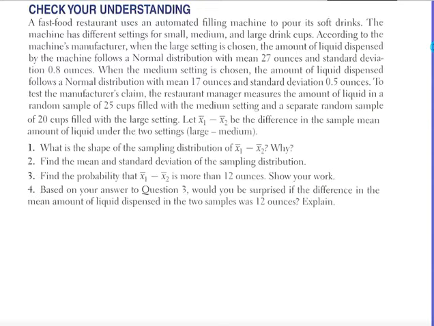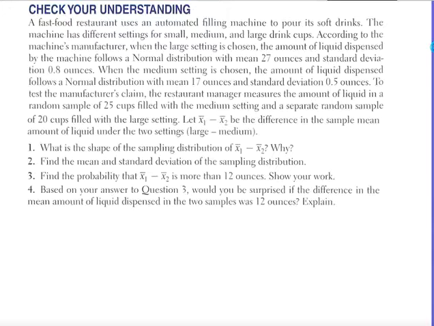A fast food restaurant uses an automated filling machine to pour its drinks. The machine has different settings for small, medium, and large drink cups. According to the machine's manufacturer, when the large setting is chosen, the amount of liquid dispensed by the machine follows a normal distribution with a mean of 27 ounces and a standard deviation of 0.8 ounces. When the medium setting is chosen, the amount of liquid dispensed follows a normal distribution with a mean of 17 ounces and a standard deviation of 0.5 ounces.